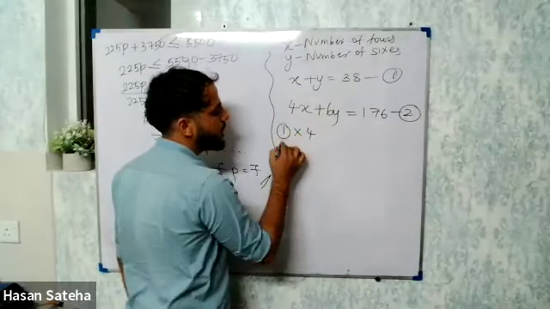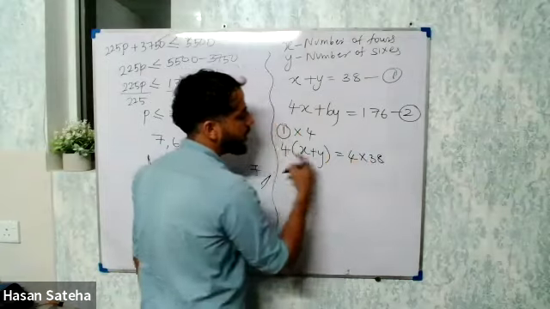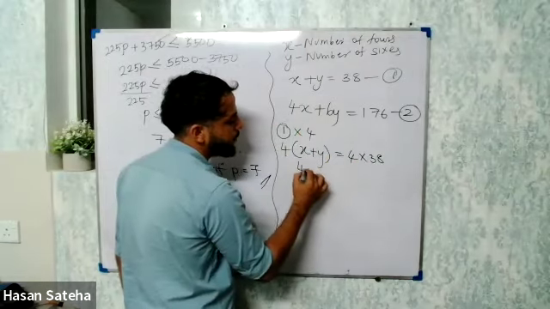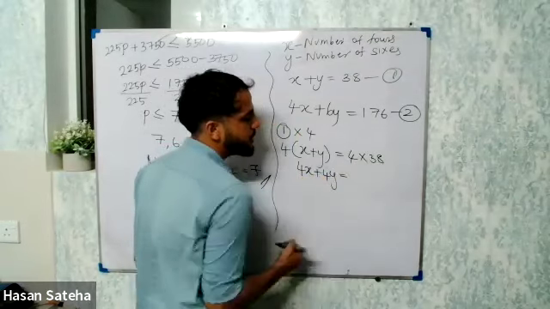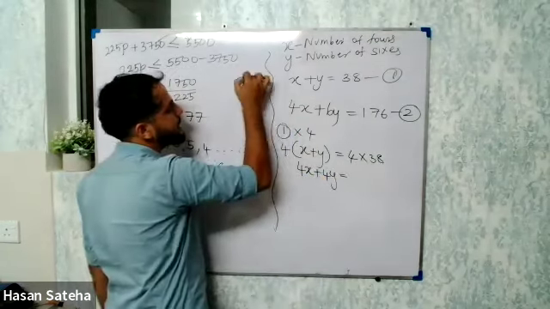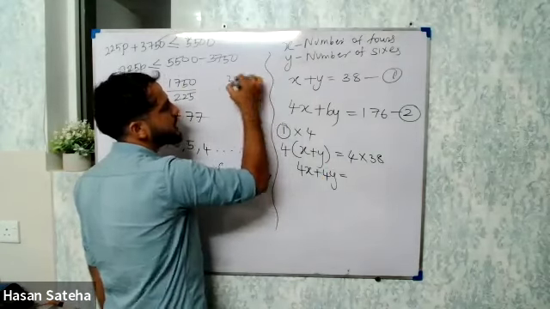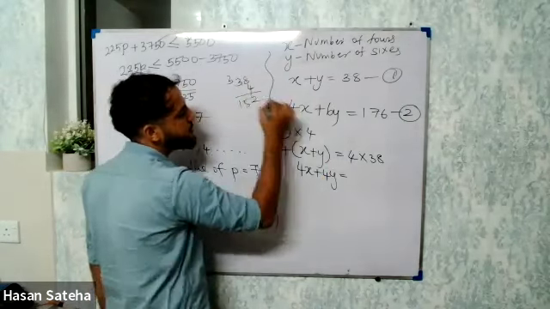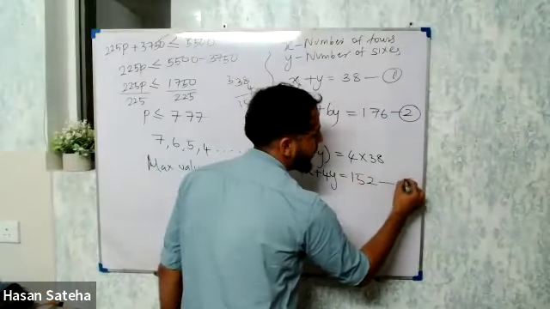So multiply by 4. So 4 into x plus y, that is equal to 4 into 38. Now remove the brackets here. 4 into x is 4x, 4 into y is 4y, that is equal to 4 into 38. Multiply 38 into 4, 8 into 4 is 32, 3 into 4 is 12, plus 3, 15, so 152. I'll mark this as the third equation.